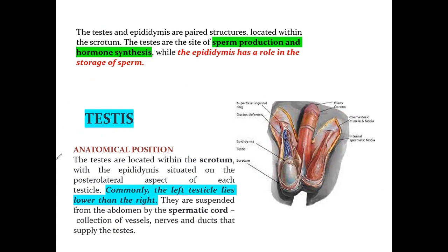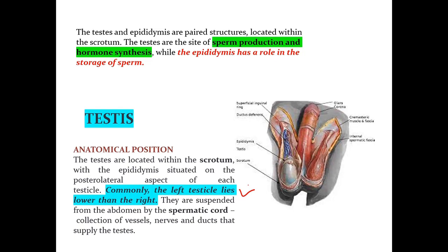a role in storage. So what the testis does is production of sperm. What the epididymis does is storage of the sperm. Okay? Now, it is important to know certain few points about its anatomy because of your MCQs. The testis is located within the scrotum, of course, with the epididymis situated on the posterior lateral aspect of each testicle. Now look at this point. You should know commonly the left testicle lies lower than the right.